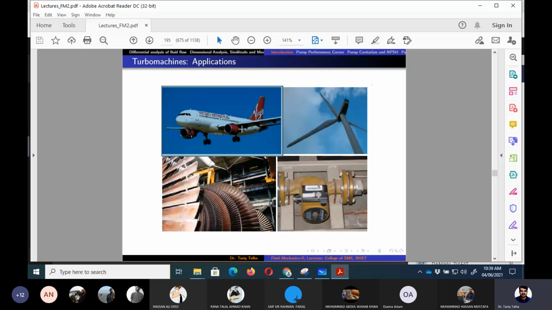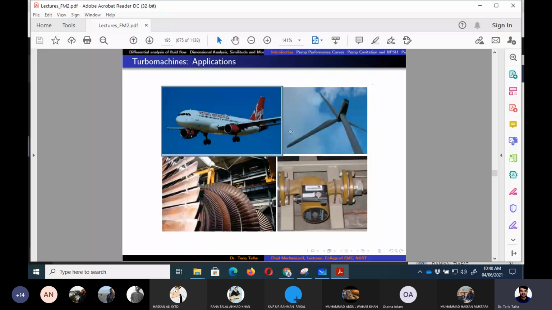Here we have got a turbine as well as a nozzle installed. We have got two engines. In an engine we have got a compressor as well as a mini turbine inside, and then a wind turbine, a compressor blade, and the water flow rate measurement meter. Generally speaking, turbo machines are everywhere in engineering applications.